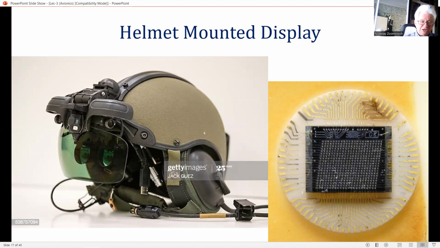Miniature 1-inch diameter CRTs are currently used as a display source. The development of miniature high-resolution liquid crystal displays, LCDs, however, has changed this situation. HMDs incorporating these devices are now being produced.